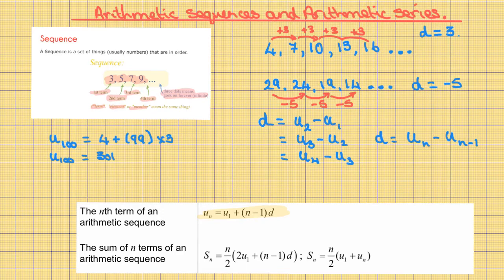You might also, in an exam, be asked to sum a certain amount of terms. If so, you can use this formula. You might be asked to sum the first 50 terms of the first sequence 4, 7, 10, 13, 16. So S50 equals n divided by 2, well, n is 50, 50 divided by 2 is 25, times 2 times the first term, which is 8, plus n minus 1 is 49. The common difference is 3. So the sum of the first 50 terms equals 3875.